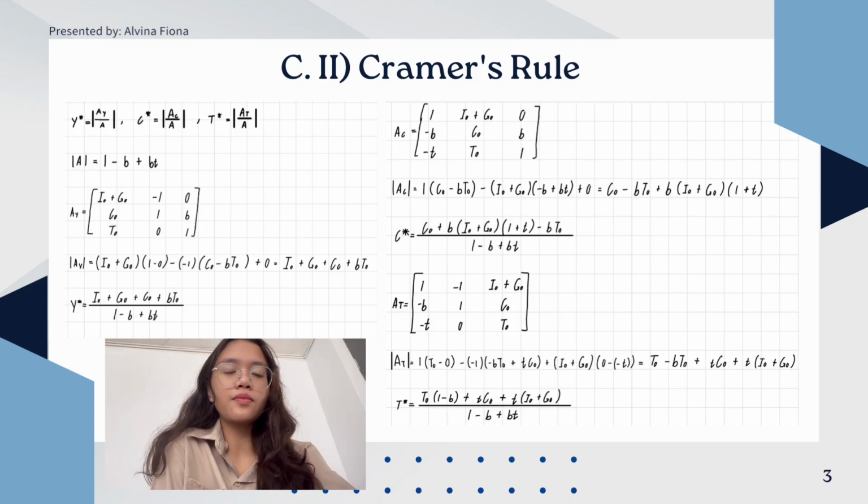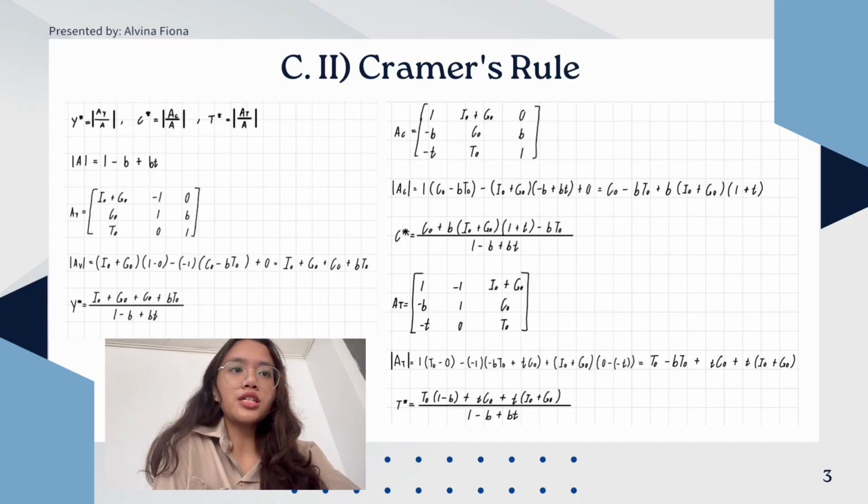Now I will explain part 2 of our analysis, where we use Cramer's rule to solve a system of three equations. Our goal is to find the equilibrium values for income, consumption, and taxes, which we call Y star, C star, and T star. The fundamental formula for Cramer's rule is simple: we take the determinant of the modified matrix and divide it by the determinant of the original coefficient matrix, modulus A.